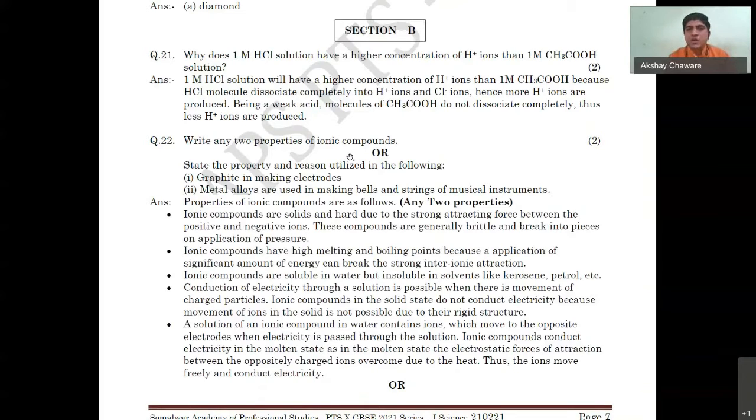Next, write any two properties of ionic compounds. Many properties are there. You have to mention any two. Each property carries 1 mark. So 2 properties are required here.